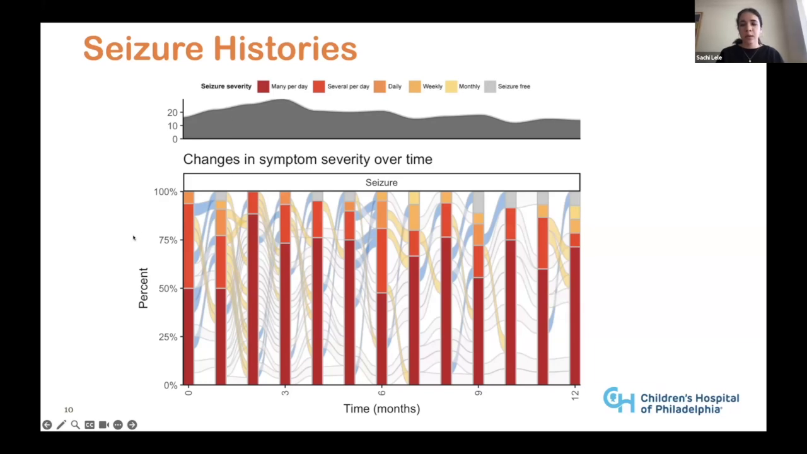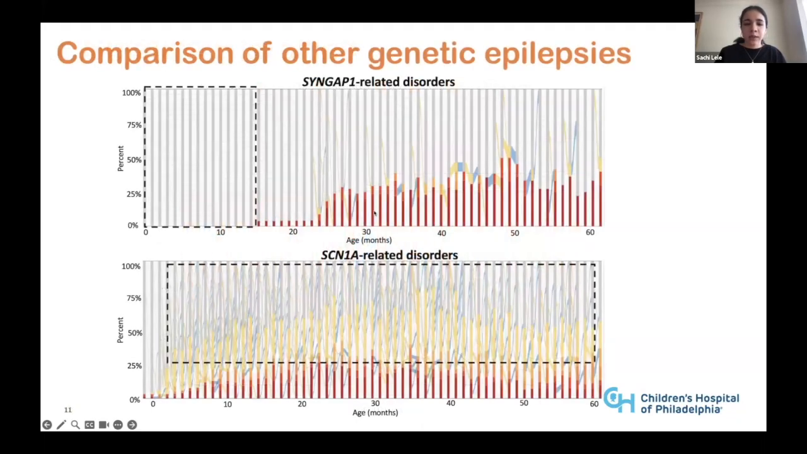So now that we know a little bit more about the seizure histories of KCNT1-related epilepsies, we wanted to see how this compares to other genetic epilepsies. Individuals with SYNGAP-related disorders do have pretty severe seizures, but they start a lot later in life. In the first 12 months of life, they're essentially seizure-free, which is quite different compared to individuals with KCNT1. And individuals with SCN1A-related disorders do have severe seizures, but they're just less frequent compared to individuals with KCNT1. So KCNT1-related epilepsy does stand out for its consistently high seizure burden and severity compared to other genetic epilepsies.